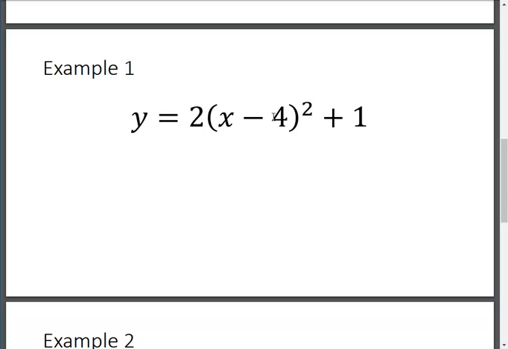I want to think this is my shift, and remember we're going to think opposite. Your brain is going to say it's a shift 4 to the left because of the whole minus thing, but really this means a 4 to the right shift from 0, 0 if it were just x squared. And then this is going to tell me it's a shift up 1.